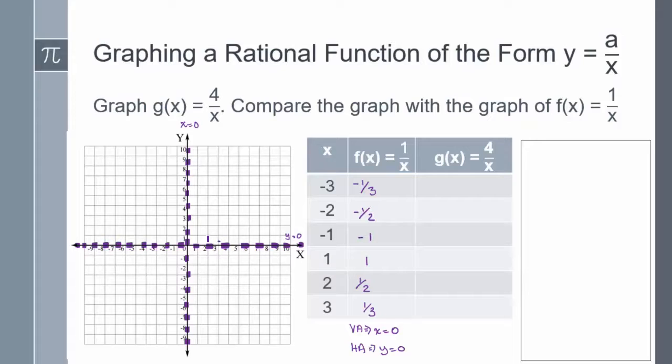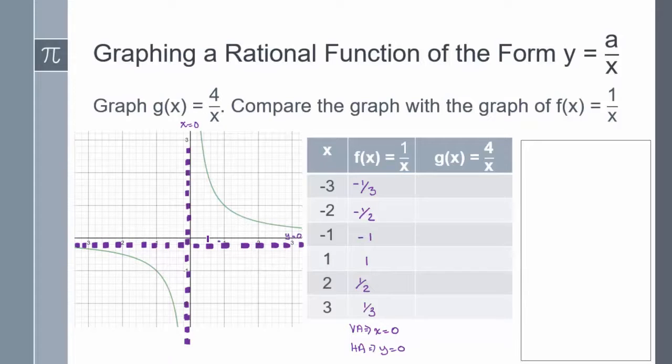Now that I have my values for x and y, I am going to plot the points and draw the two branches of the hyperbola so that they pass through the plotted points and approach the asymptotes. The graph of our function f of x equals 1 over x looks like this.